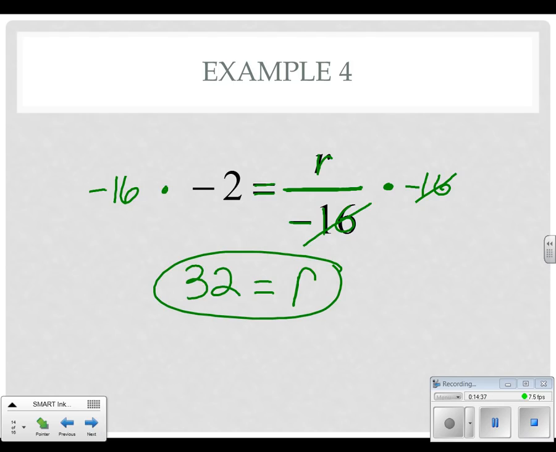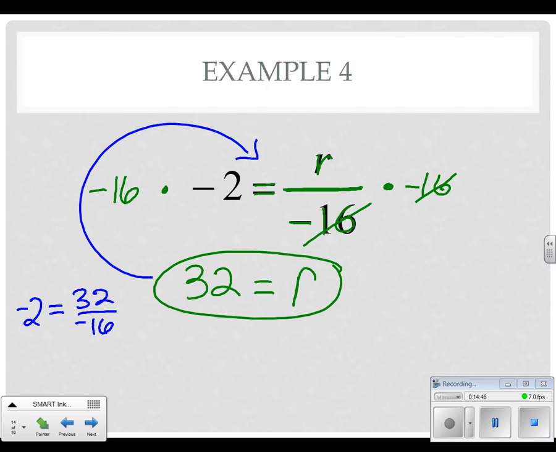Check your work. Plug it into the original equation. -2 equals 32 divided by -16. Simplify both sides all the way. It's the same on both sides, so that's the correct answer.